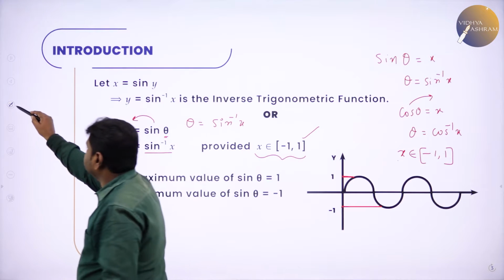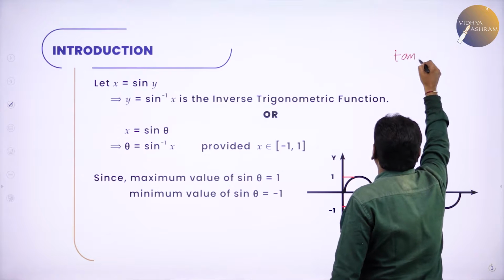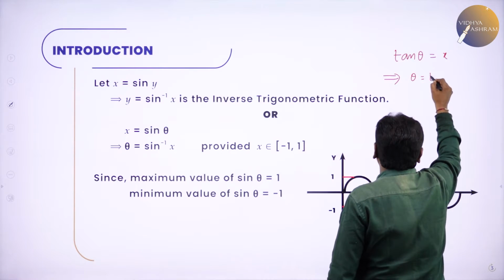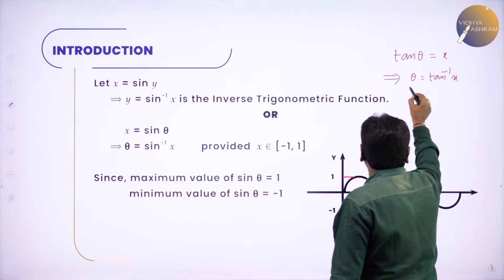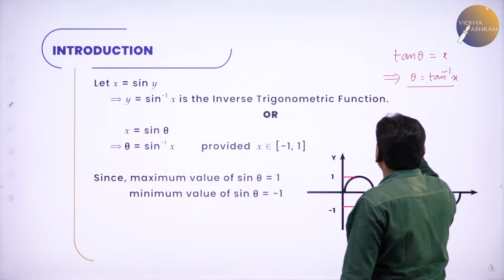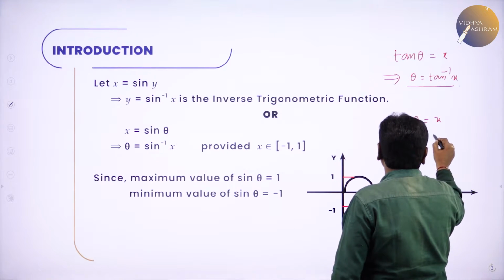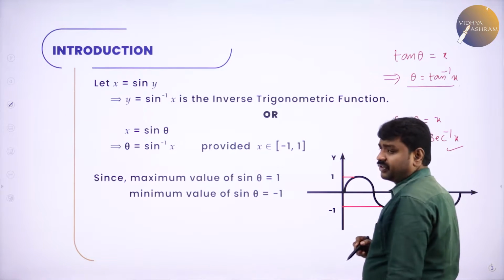Suppose tan theta is equal to x. If tan theta is x, that implies theta will be tan inverse x. Similarly, if secant theta is x, then theta is secant inverse x. So this is inverse trigonometric function.